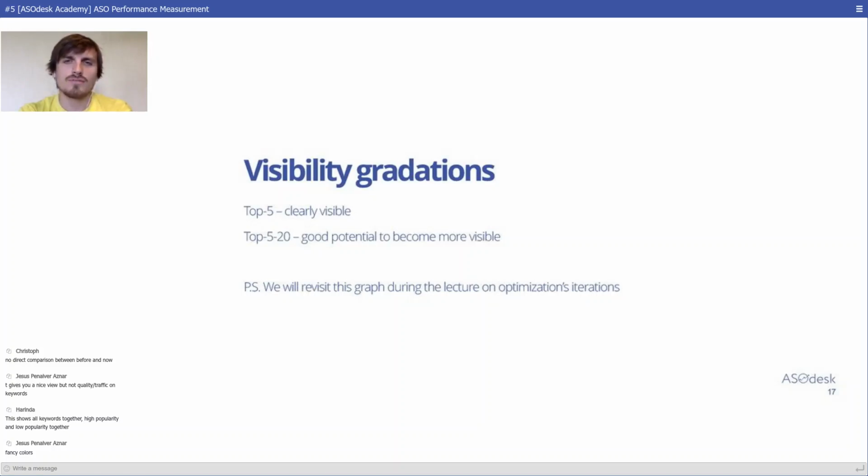So once again, just remember this always. If your app is ranking in the top 5 for good keywords, then you are clearly visible to the users. However, if you are in the top 5 to top 20 range, then up to the 8th, 9th position, you will be getting maybe 20, 15% of the traffic. However, all the positions below the 8th, 9th positions, there is practically no traffic from these keywords. So please remember these visibility gradations.